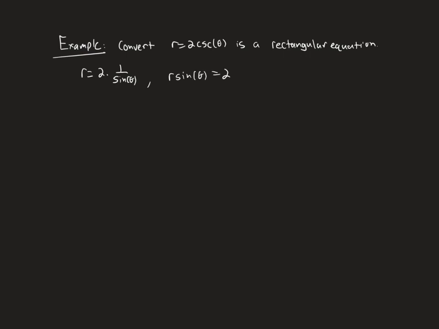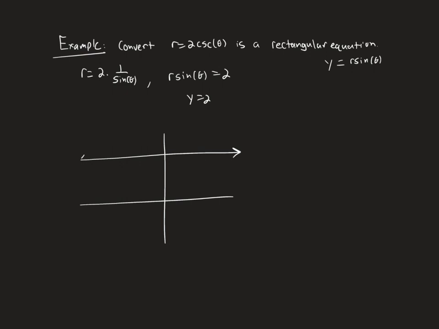So r sine of theta equals 2. But remember, y equals r sine of theta. So this is y equals 2. And to me, that's very easy to understand. Here's the x-axis, and here's y equals 2. So again, this equation, y equals 2, the Cartesian equation in this case, is a lot easier to understand than the polar equation, which is the opposite of what we had in the previous example.